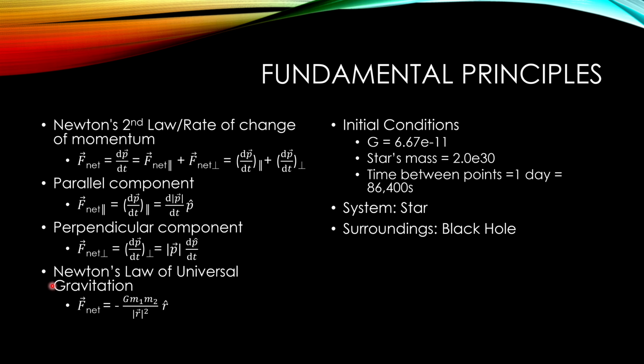We also use Newton's law of universal gravitation, which is F net equals G times m1 times m2 divided by magnitude of radius squared times r hat. In this case, the mass of the black hole and the mass of the star are initial conditions. So the universal gravitational constant, our star's mass, and the time between points, which was equivalent to 1 Earth day, which is 86,400 seconds. Our system was a star, our surroundings was the black hole.